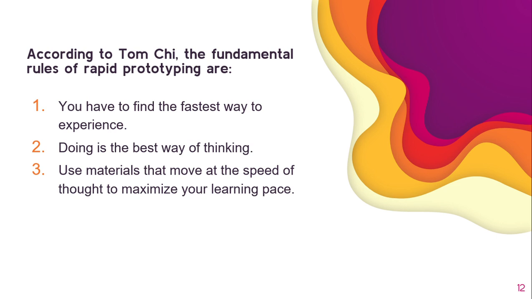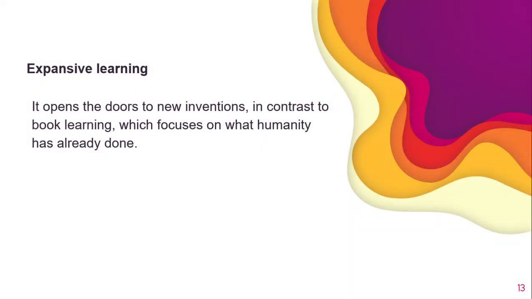Use materials that move at the speed of thought to maximize your learning pace. The more flexible the materials you use for the prototype, the easier it will be to adapt them to your ideas and see the results immediately. Finally, Tom Chi highlights another great quality of rapid prototyping, and that is that it allows us to learn at high speed, explore, and discover. It is what he calls expensive learning, which opens the doors to new inventions, in contrast to book learning, which focuses on what humanity has already done.